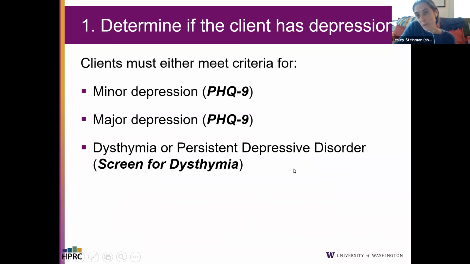As you know, with Pearls, there are a few ways we think about depression: the PHQ-9, and then this screen for dysthymia, or persistent depressive disorder.